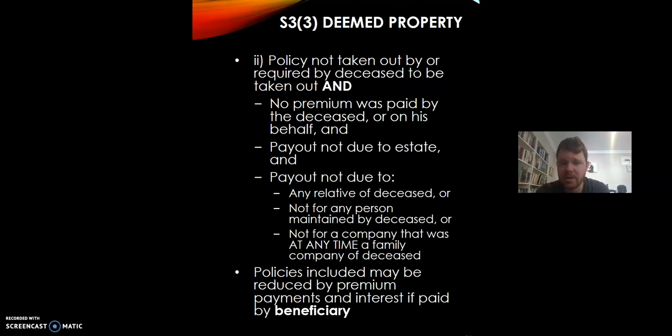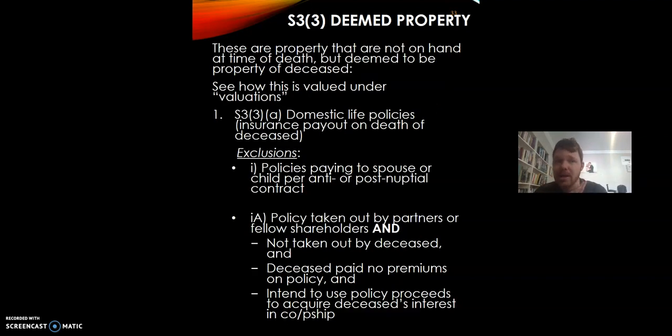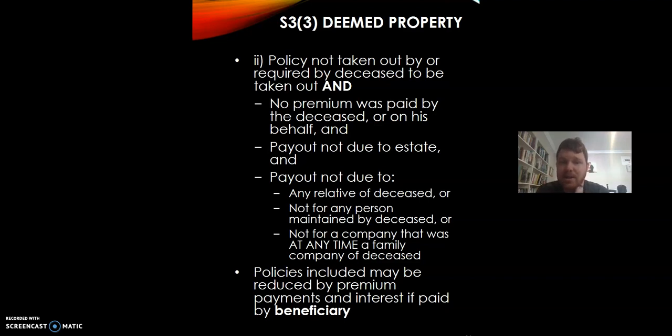We'll do some examples of this, but the key things to take from this: any policy that is received will go in. It won't go in if it's paid to a spouse or child as per contract, if it's taken out by shareholders or partners and you meet those requirements, or if it's taken out by somebody else, they pay, and none of your relatives or you get the payouts. And in all cases, if an amount does go in, but somebody else paid the premiums and they're the one getting the payout from you, they can deduct the premiums and the interest on those premiums.